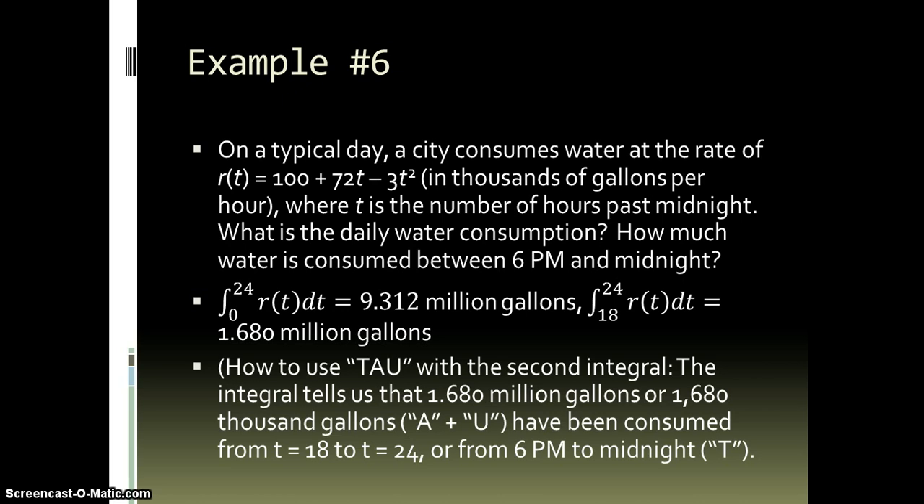We do the same to talk about the water consumed between 6 p.m. and midnight. Keep in mind that 6 p.m. is 18 hours past midnight, and we're talking about midnight of the next day, which would be hour 24. When we integrate that, we get 1.680 million gallons. So how would we use TAU, for example, with the second integral? We would say that the integral tells us that 1.680 million gallons, or 1,680,000 gallons, have been consumed from time 18 to time 24, or from 6 p.m. to midnight.